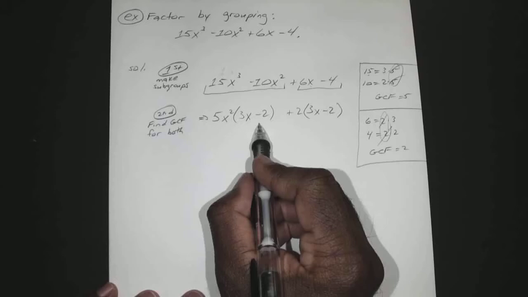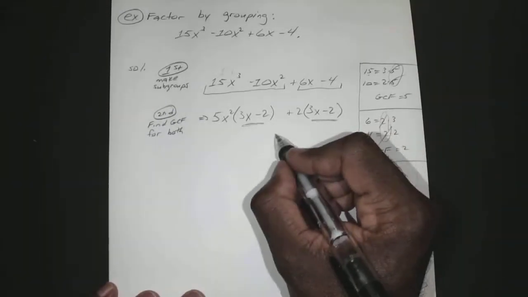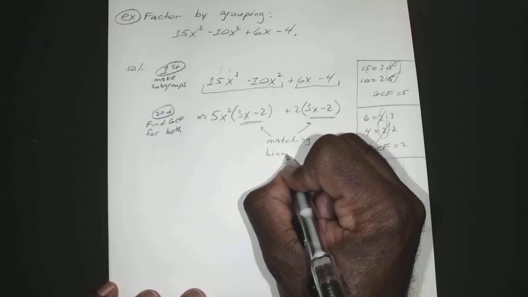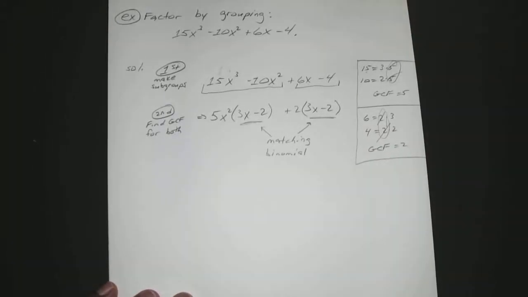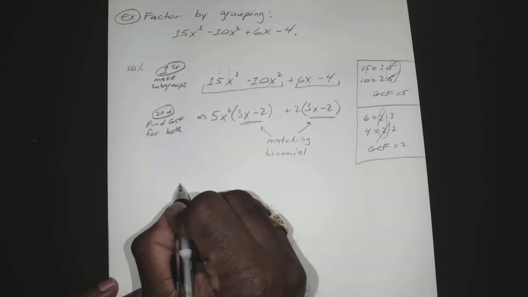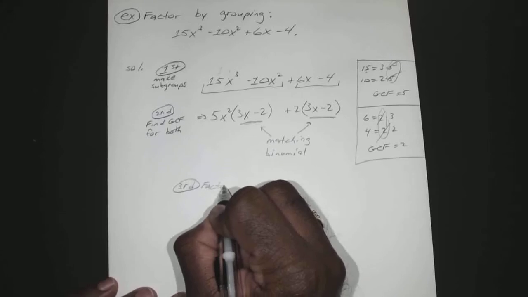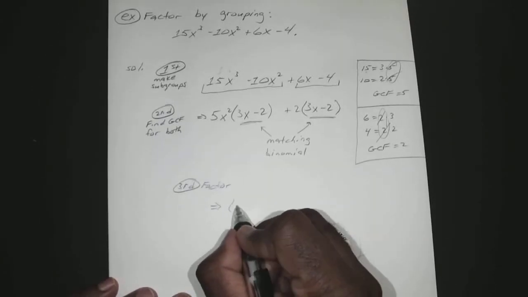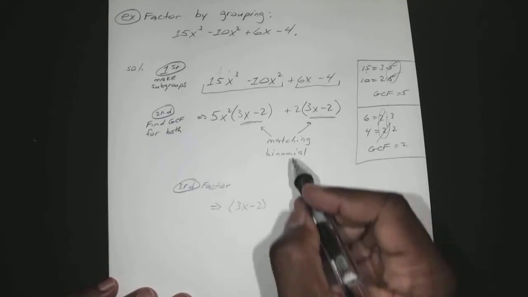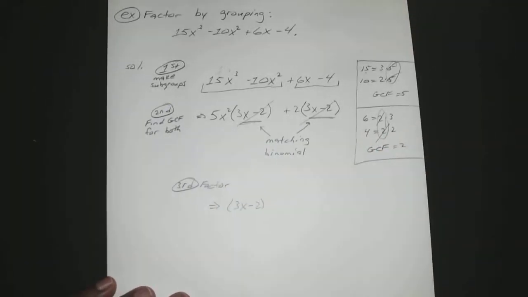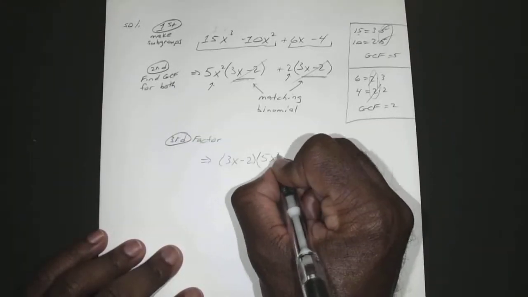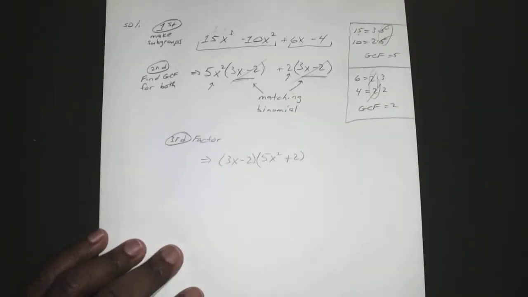So the goal of this was to make sure that these two match. So, matching binomial. Okay. So as long as they match, we can factor them out. Okay, so you have 3x minus 2 and 3x minus 2. We can bring that right out to the front. And just like before, you can go ahead and cross those out. And whatever's left will go into the other parentheses. Bring that up some. So that means 5x squared goes here, and 2 goes here.